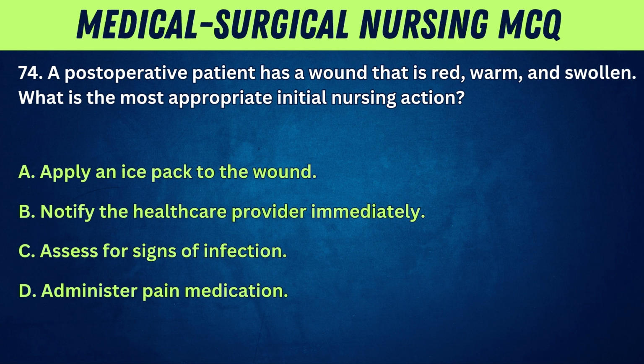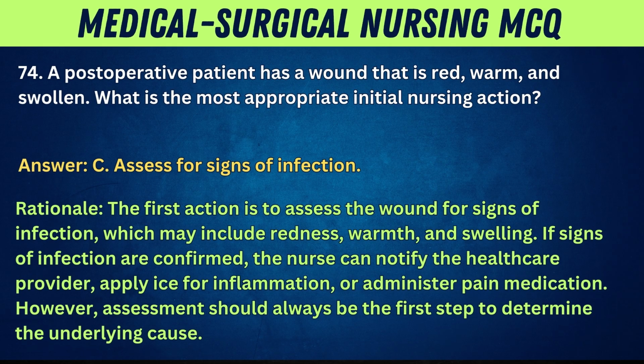74. A postoperative patient has a wound that is red, warm, and swollen. What is the most appropriate initial nursing action? A. Apply an ice pack to the wound. B. Notify the healthcare provider immediately. C. Assess for signs of infection. D. Administer pain medication. Answer: C. Assess for signs of infection.